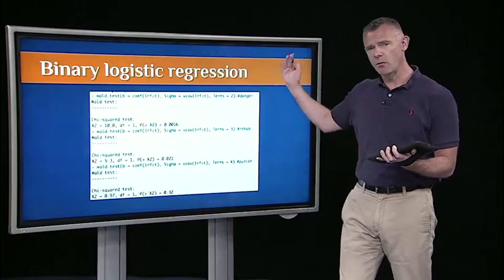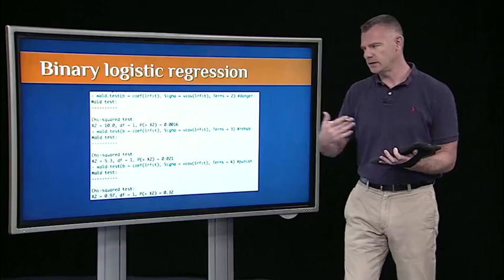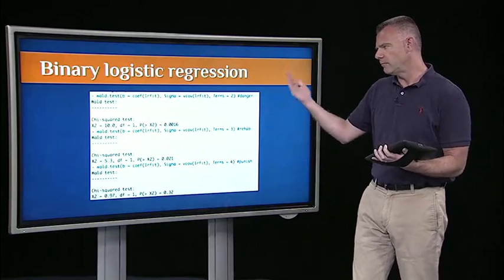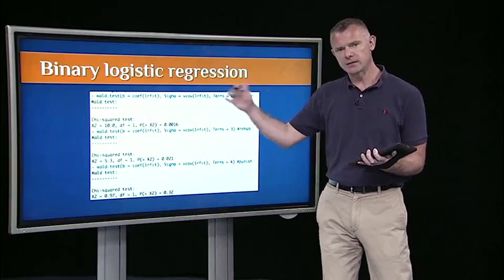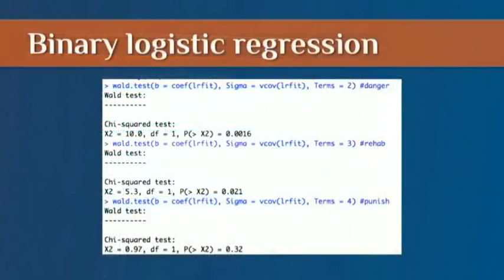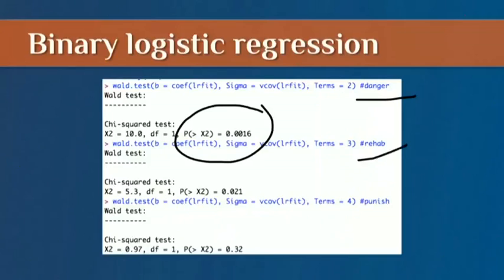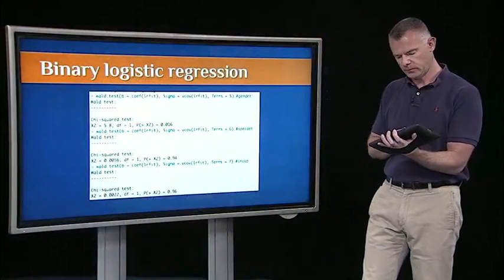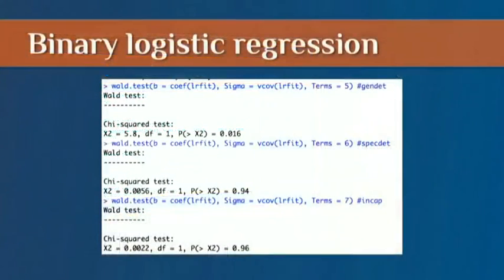I could do a series of Wald tests that do the same thing, except now they just take the overall model and compare it to a model minus each individual predictor. So the first Wald test here does that for dangerousness, and we get a significant chi-square. If we do it for rehabilitation, we get a significant chi-square, and so on. We do one for each predictor. And then those follow on the next slide.